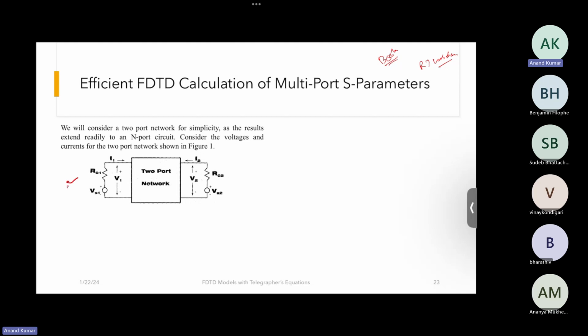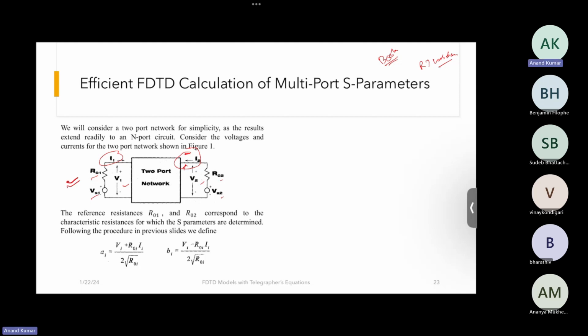This image is taken from the paper itself, which shows a two-port network, and we have the forward traveling current as I1, and the current at port 2 as I2. Remember to notice this direction of the current. We have V1 and V2 as the voltages at the ports. We have VS1 as the source at port 1, R01 as the impedance of the source at port 1. Similarly, we have R02 and VS2. Now, the reference resistances R01 and R02 correspond to the characteristic resistance for which the S parameters are determined.